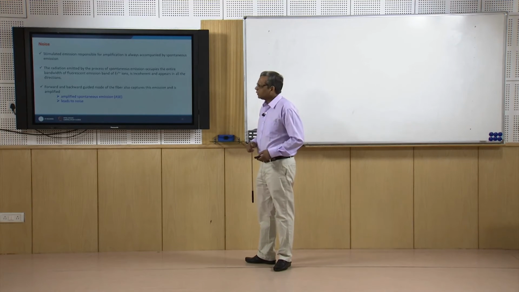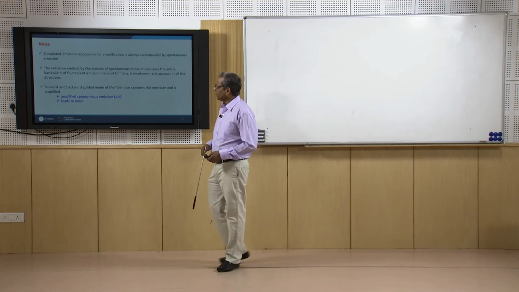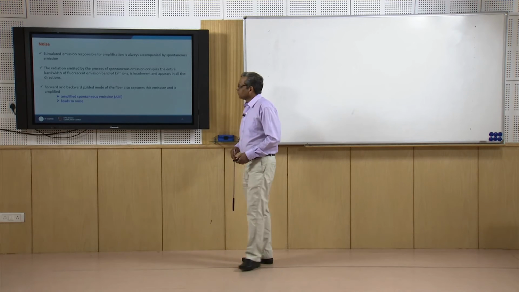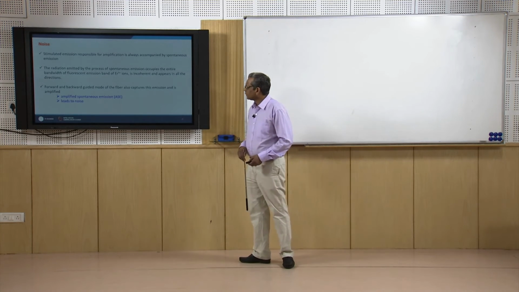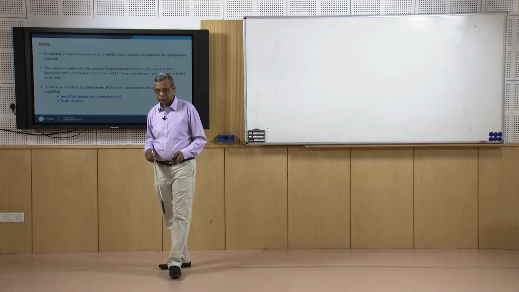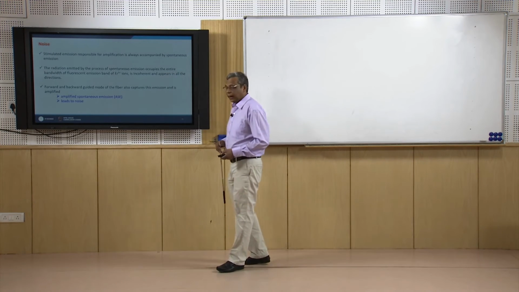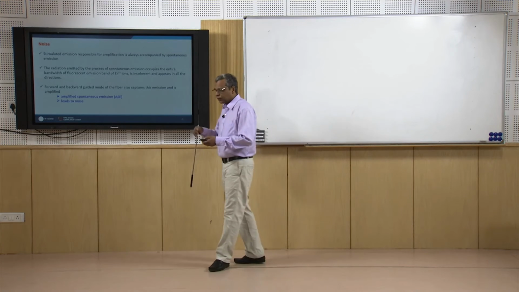And the radiation emitted by the process of spontaneous emission occupies the entire bandwidth of the fluorescent emission band of erbium ions in silica glass matrix. And since this emission is spontaneous emission, it is incoherent and it appears in all the directions. So this works as a noise.